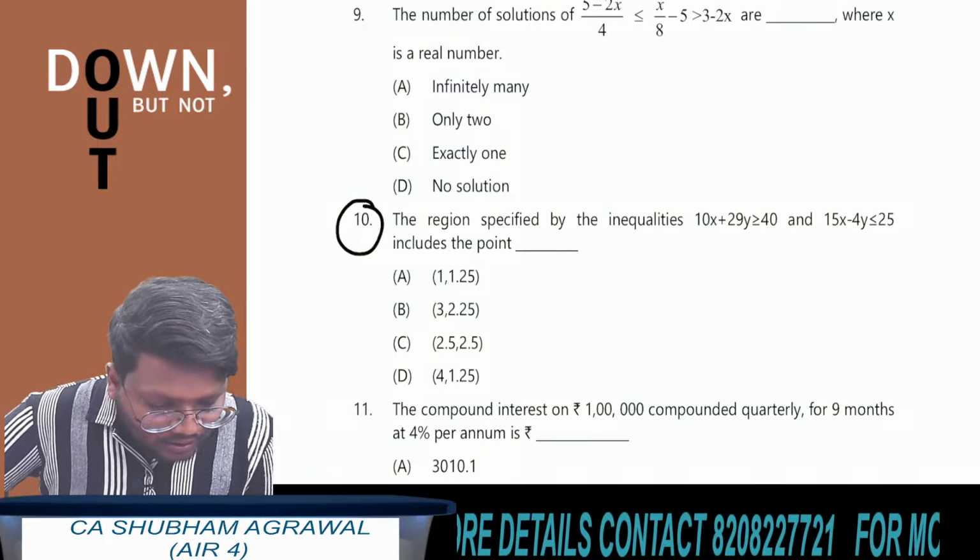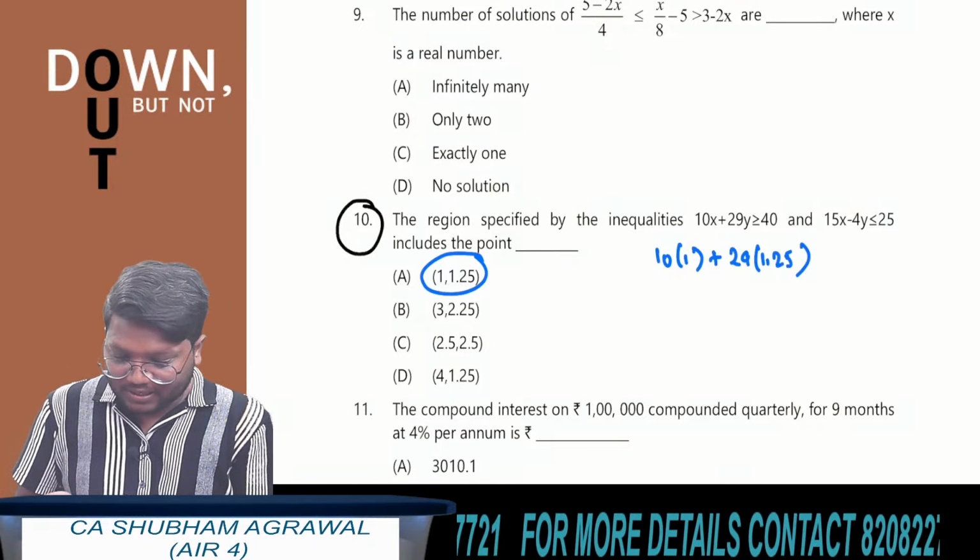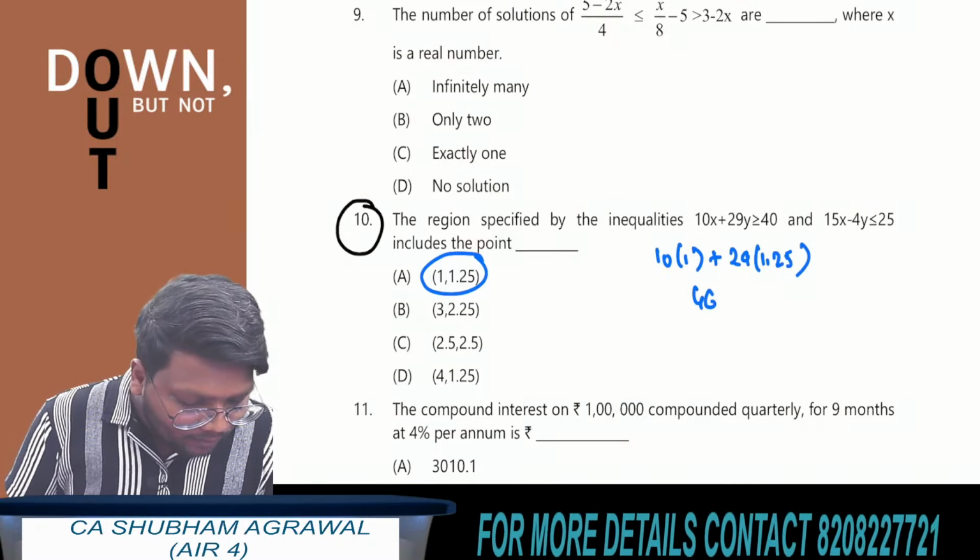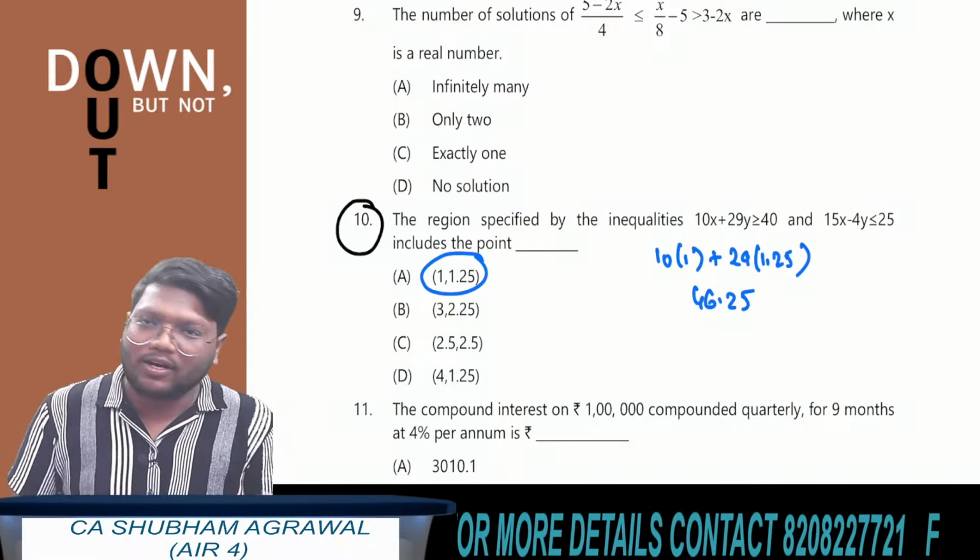First, we are checking option number A. Put value of x as 1 and put value of y as 1.25. So 10 multiplied by 1 plus 29 multiplied by 1.25. 29 multiplied by 1.25 is what? 36.25 plus 10. What you are getting? 46.25. And 46.25 is greater than 40. So first inequality is satisfied. Now check whether second inequality is getting satisfied or not. So 15 multiplied by 1 minus 4 multiplied by 1.25.